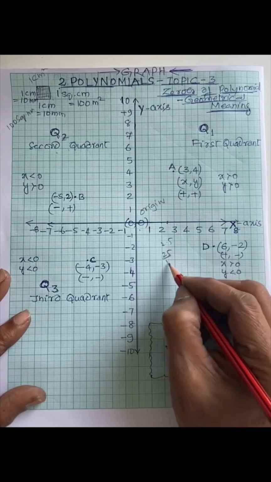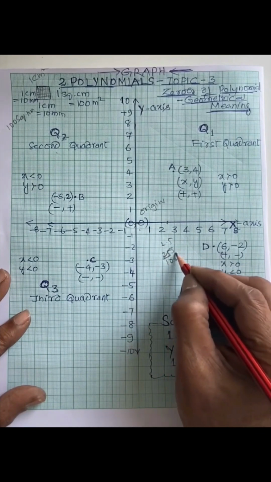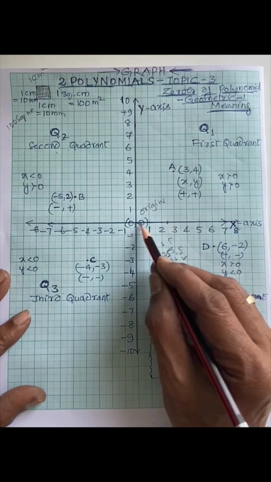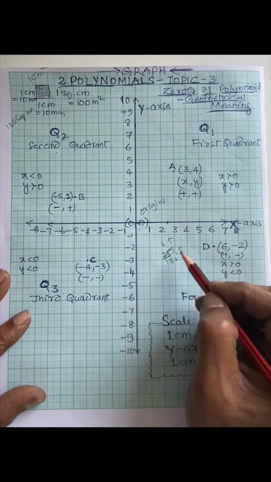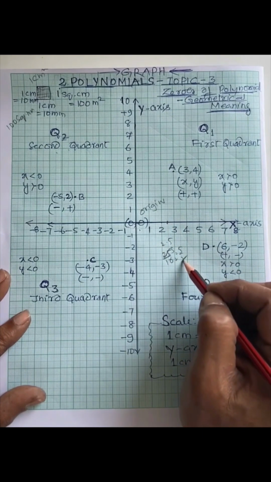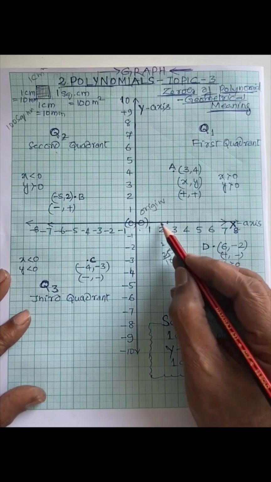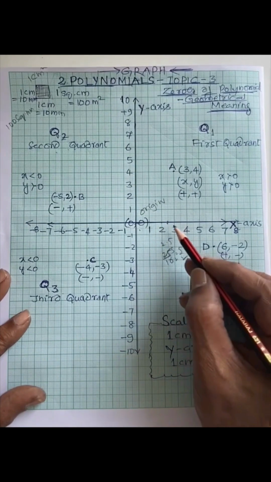2.5 means 25 by 10, means 5 by 2. See, this distance is 5 by 2, means 2.5. 5 by 2 is a rational number. It is a real number. Between 2 and 3, you will have many real numbers.